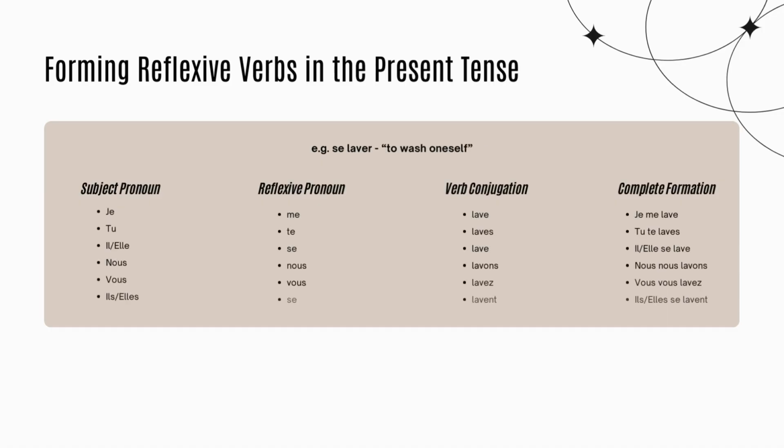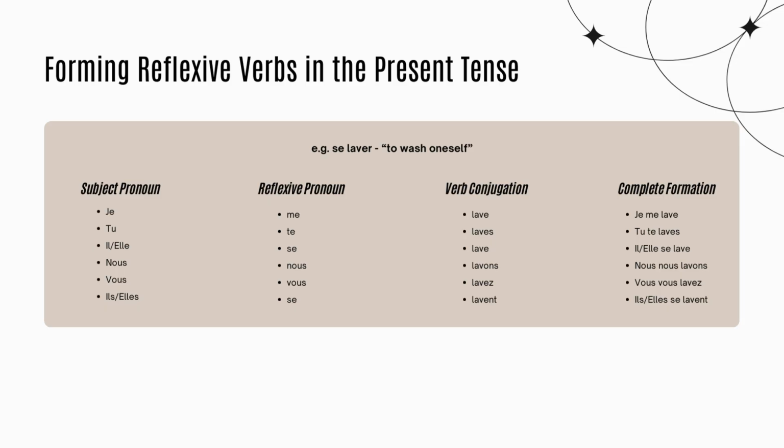So how do we form reflexive verbs in the present tense? To form a reflexive verb in the present tense, place the correct reflexive pronoun before the verb and then conjugate the verb as you would normally based on the subject. For example, je me lave, where me is the reflexive pronoun and lave is the conjugated verb. Let's go through each form.